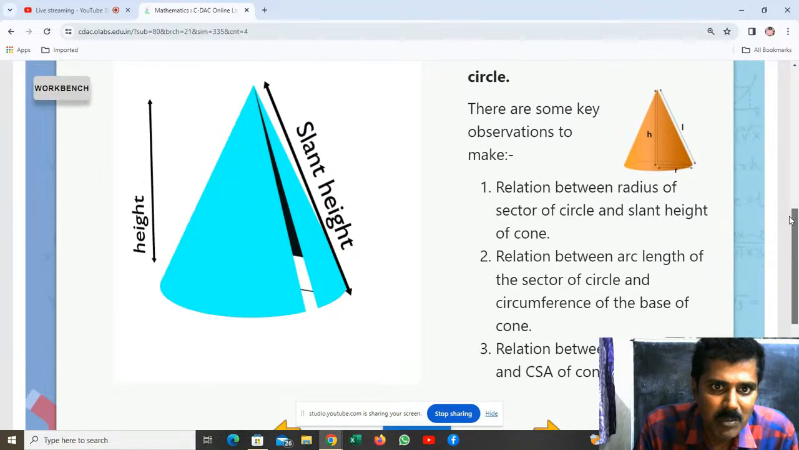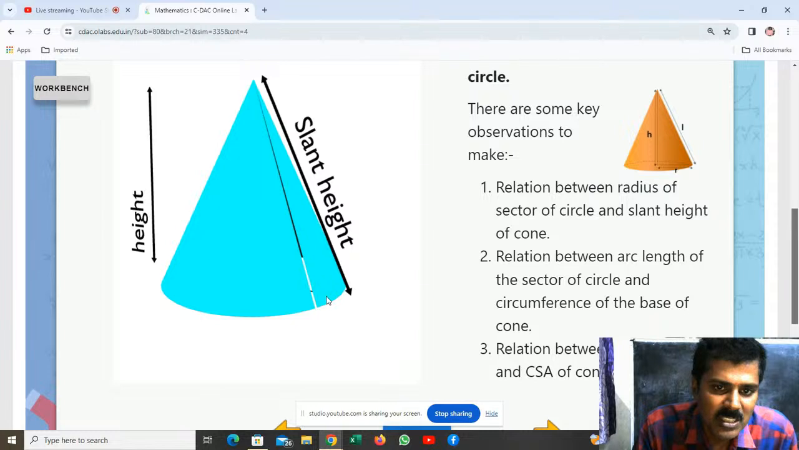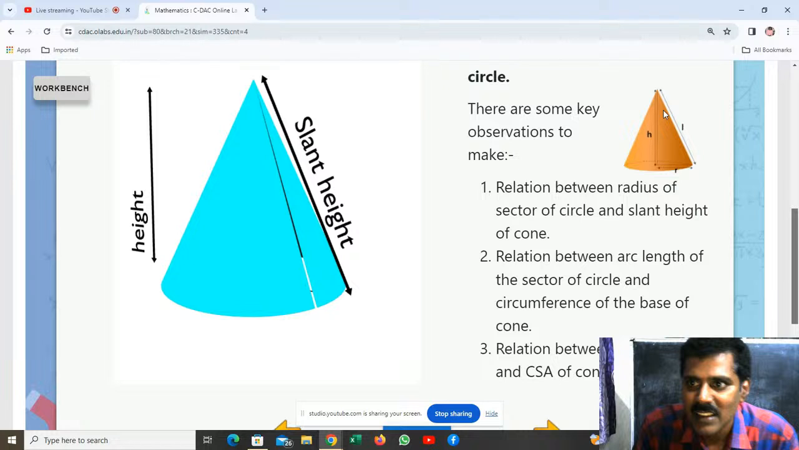See how the simulation worked there. The radii were joined on both sides. Then this will be the height, and this will be the slant height. See the figure here: slant height L, height H and radius R. Relation between the radius of the sector of the circle and the slant height of the cone. See, what is the radius of the circle? The radius of the sector of the circle is R, and it is the slant height.